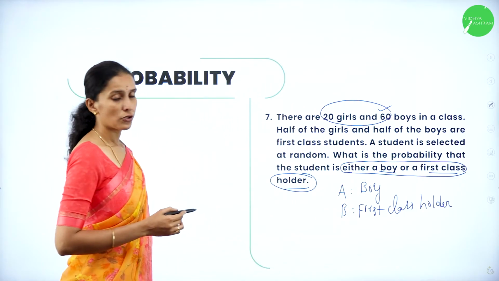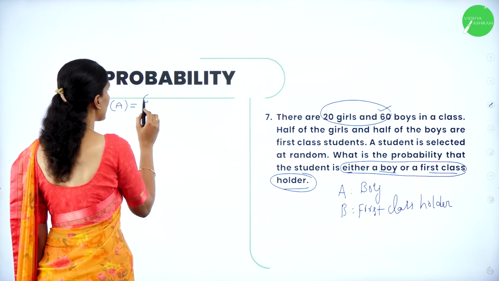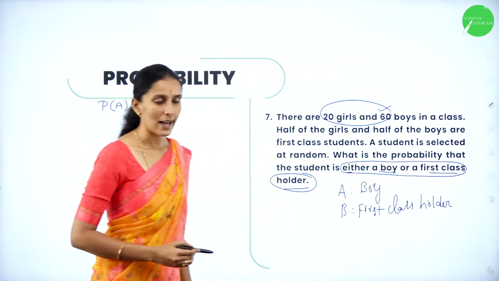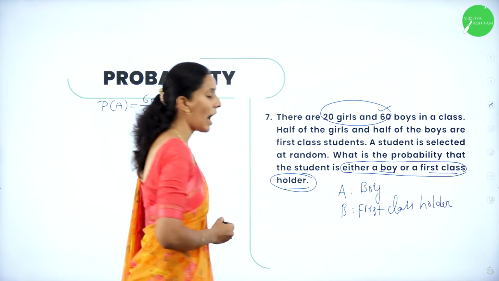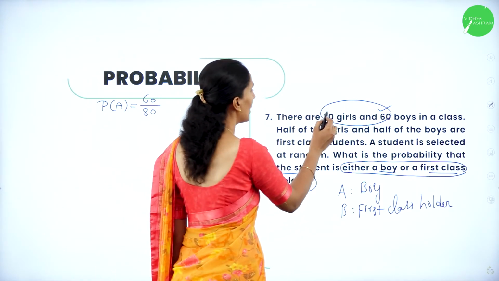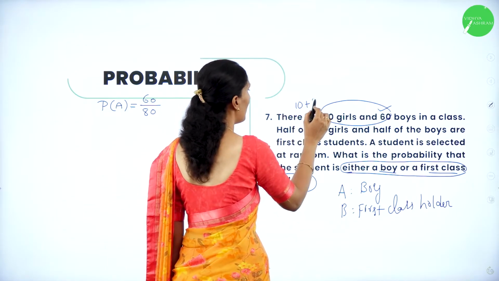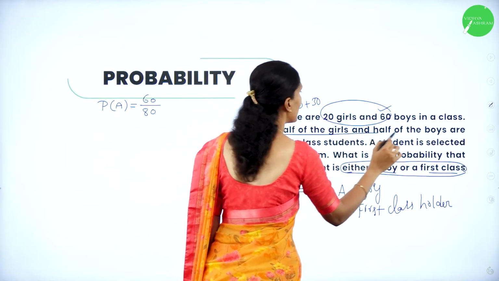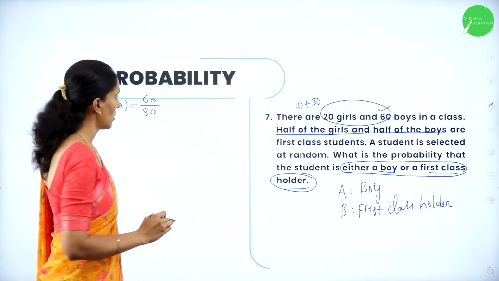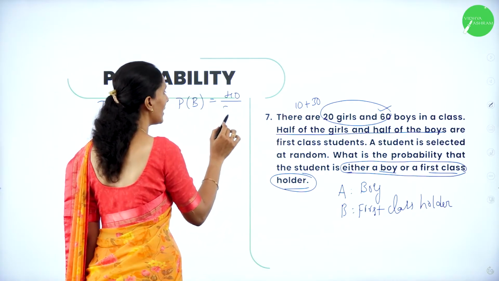If my event is choosing a boy, then what is the probability of choosing a boy? That is 60 by 80. If my event is choosing a first class holder, they have given that half of the girls and half of the boys are first class students. So half of the girls means 10 girls, and half of the boys, that is plus 30. So how many students are getting first class? 40 students. So what is the probability here? 40 students out of 80 students.